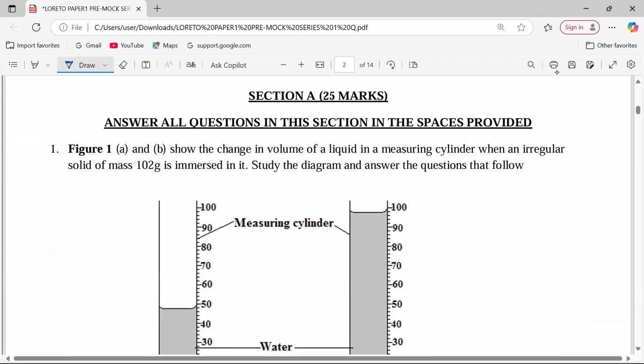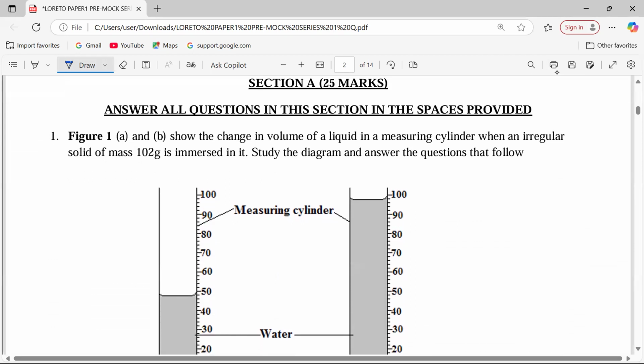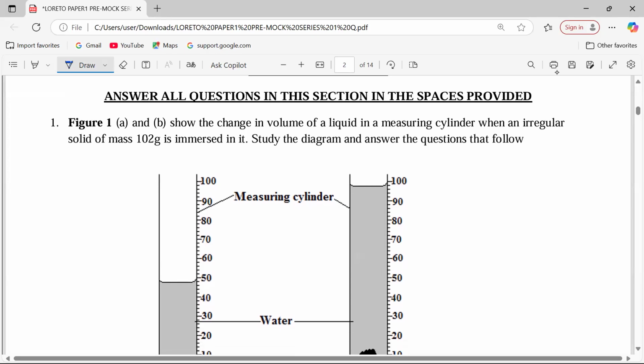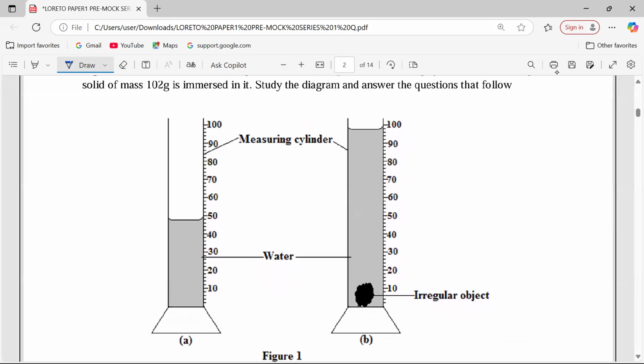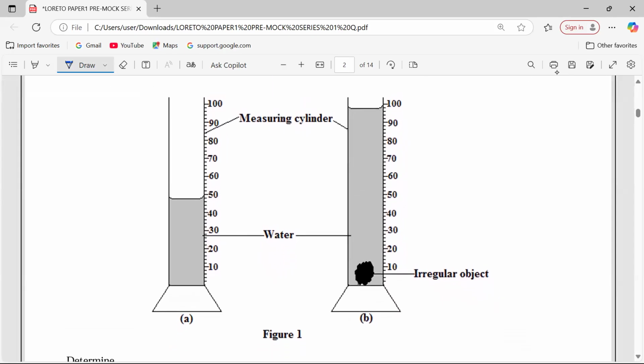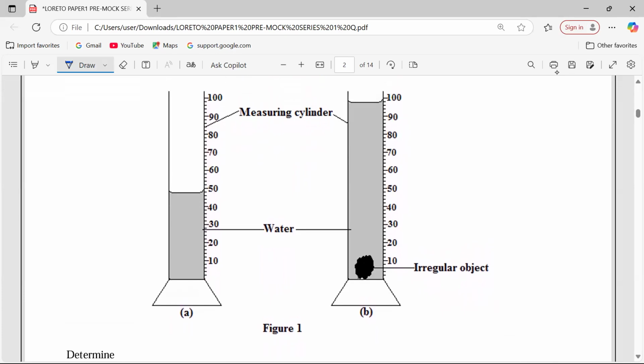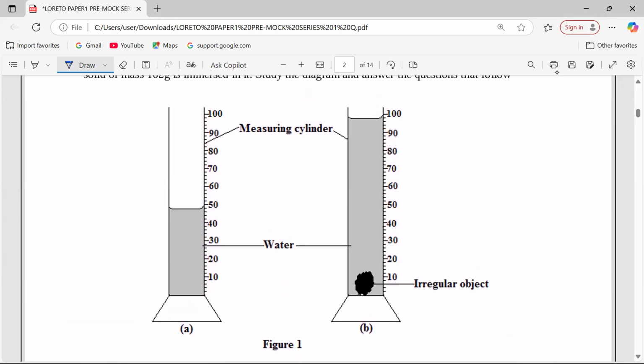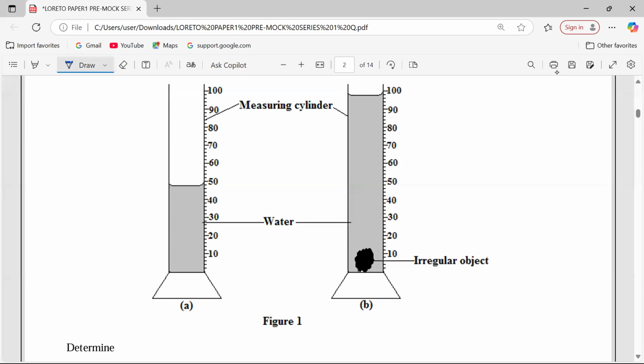Number 1, section A, 25 marks. Number 1, figure 1, A and B shows the change in volume of a liquid in a measuring cylinder when an irregular solid of mass 102 grams is immersed in it. Study the diagram and answer the questions that follow. We've diagram A and B here in figure 1. We can see the volume without the irregular object. Then after the irregular object has been immersed, we can see the volume changing.